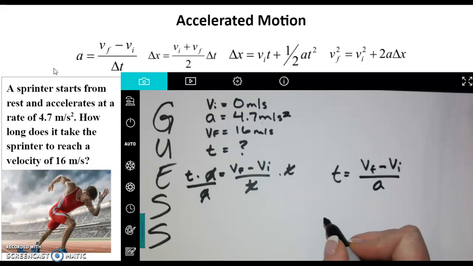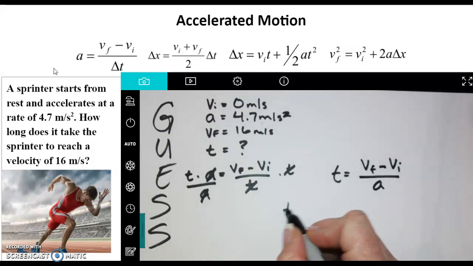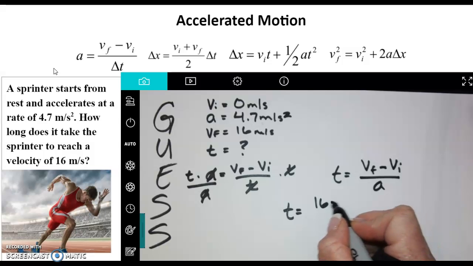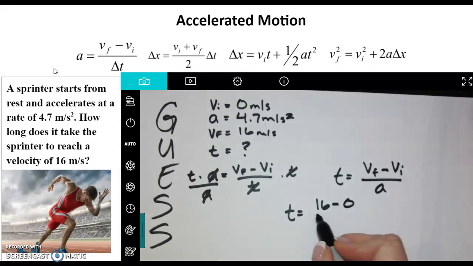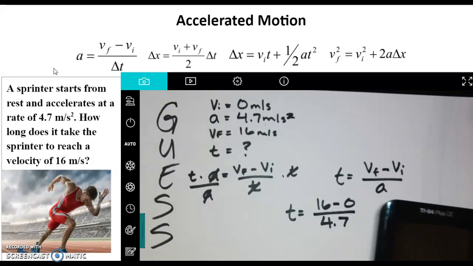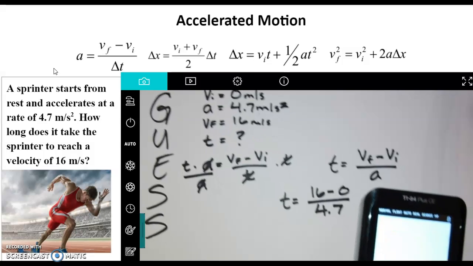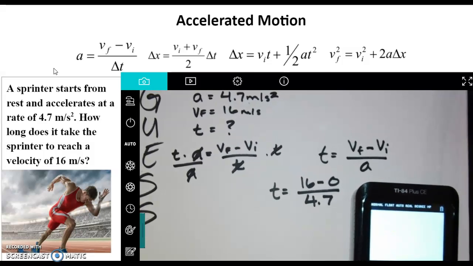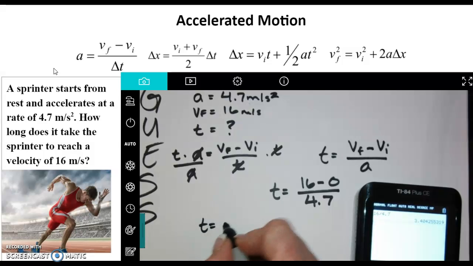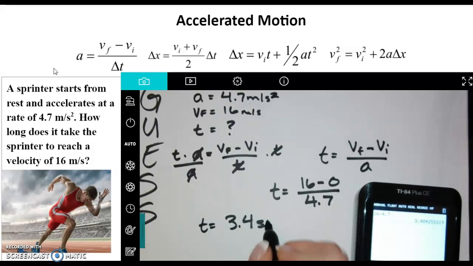Next is to substitute in our numbers. Time is equal to our final velocity of 16 minus our initial velocity of 0 divided by our acceleration of 4.7. Now we just need to plug this into our calculator. So we have 16 divided by 4.7. For this answer, we now have 3.4 seconds.